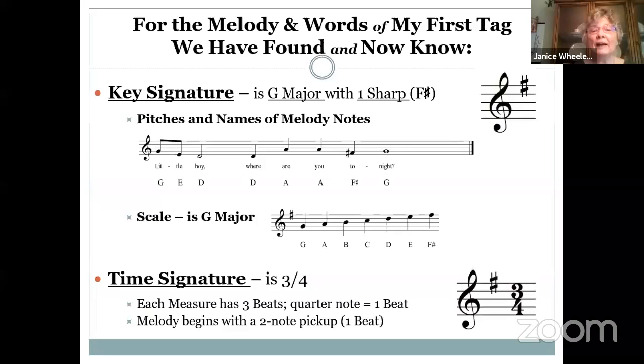This time signature we figured out by listening for the pulse of the melody, and we know that it's 3/4 time. Each measure has 3 beats. A quarter note equals 1 beat, and the melody begins with a 2-note pickup. So there's our key signature, and there's our time signature, following the key signature on the treble clef.